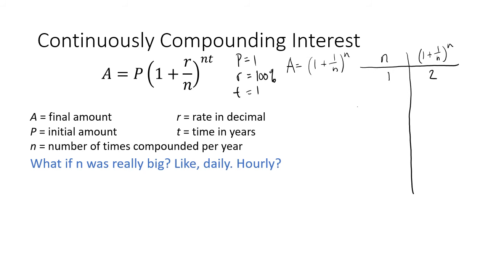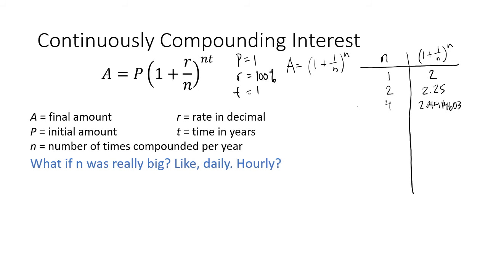If we just earn 100% interest one time per year, we double their money. What if it compounds twice a year? Well, that would be 1.5 squared, which ends up being 2.25. If we plugged in 4, that'd be 1.25 to the fourth, which is 2.441463. I'm using a calculator for this; I can't do anything like that in my head.